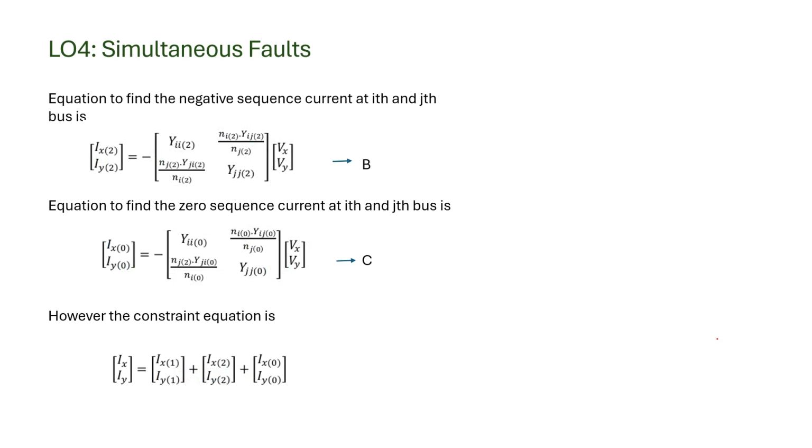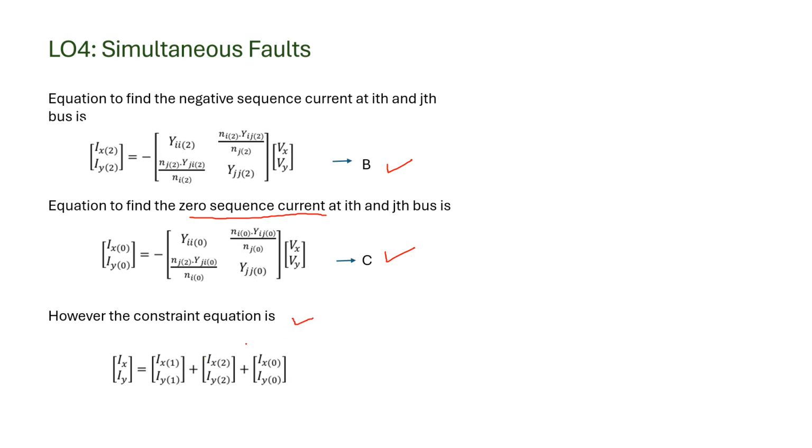Now let us come to the negative sequence current. This equation B will give you the negative sequence current at the faulted locations X and Y. Here we are not accommodating the pre-fault current, so the pre-fault current vector will not come into the picture. Then equation C will give you the negative sequence current at the ith bus, at the X and Y location. Then let us come to this final equation.